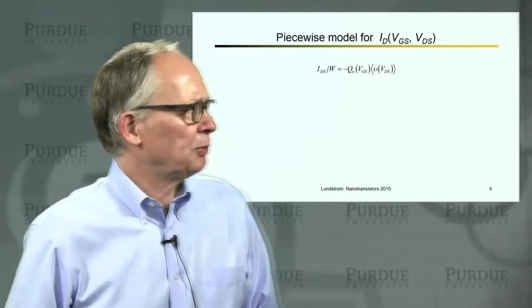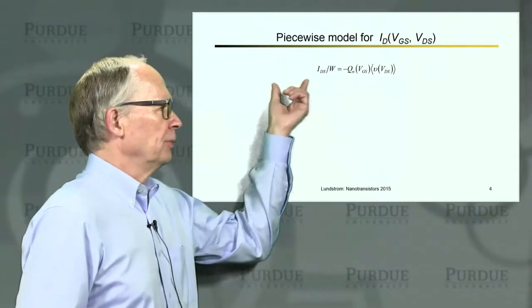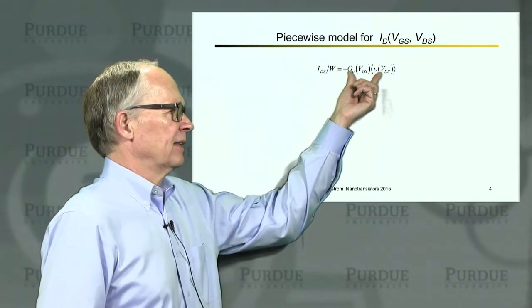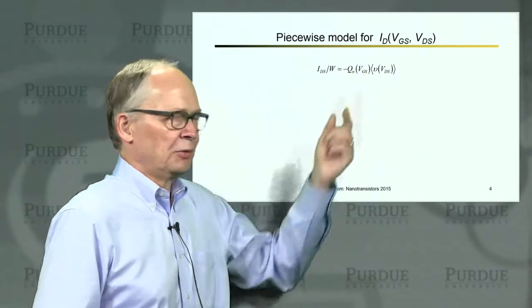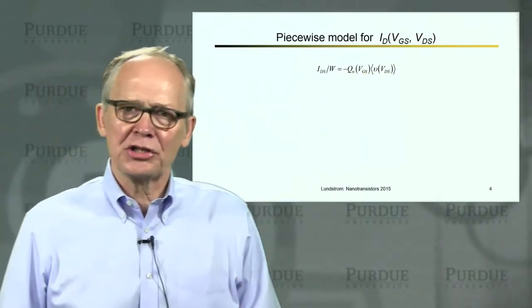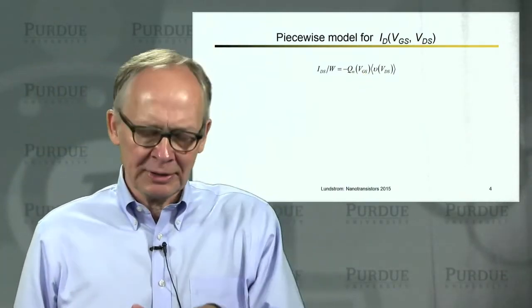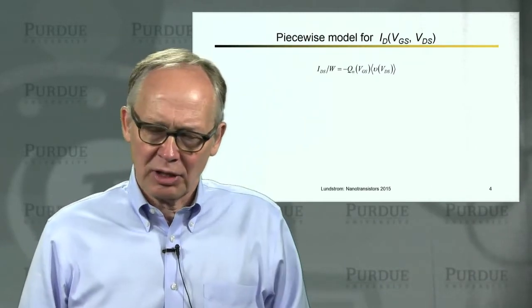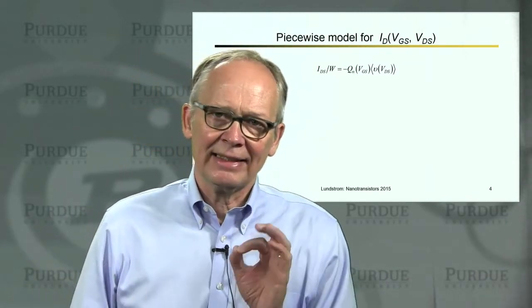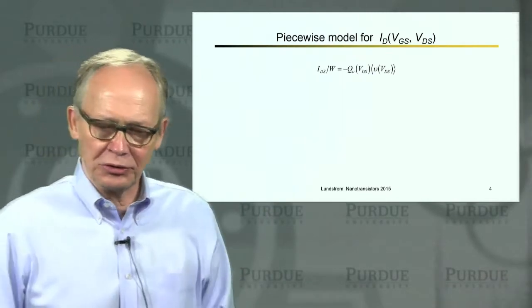All right, so here's our basic model, and we can express it this way. The current per unit width is basically just charge times velocity, and it's charge in coulombs per square centimeter in the plane of the channel that we're talking about, and then it's velocity in the x direction from the source to the drain.